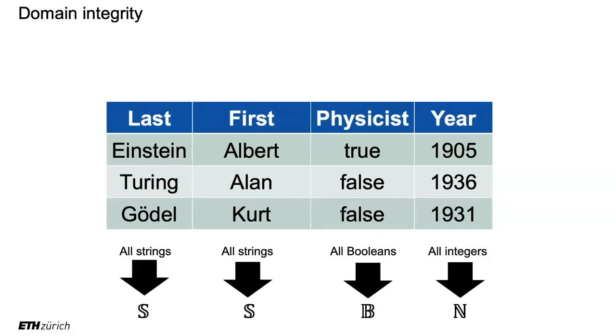And the third constraint is that in the columns, if I take a specific attribute, everything that is in that column must belong to some type. I must be able to figure out some type that it belongs to. In the first column, these are strings. In the second one, these are strings. In the third one, these are Booleans. In the fourth one, these are integers, right?